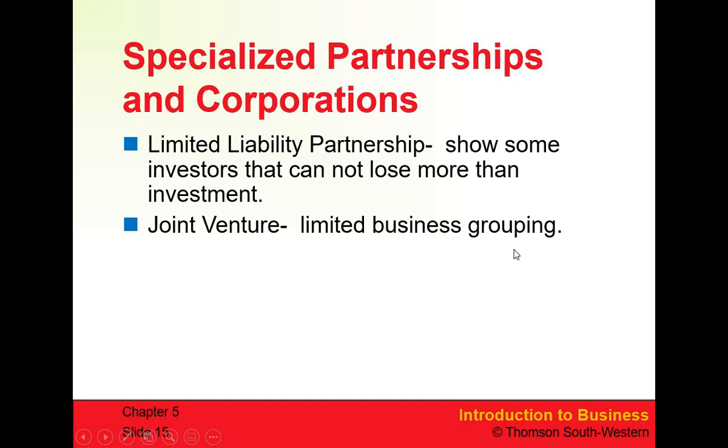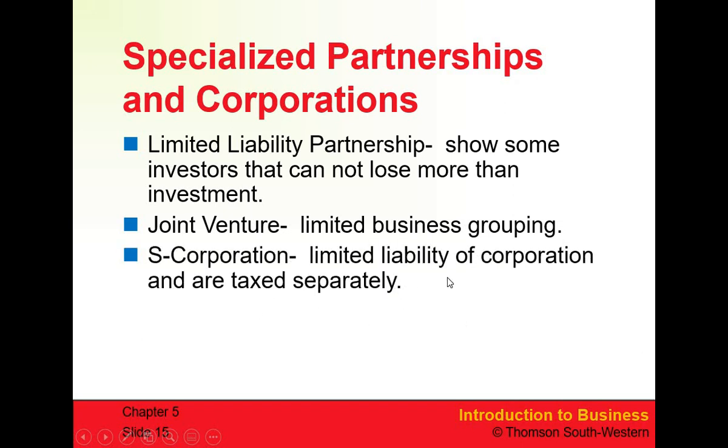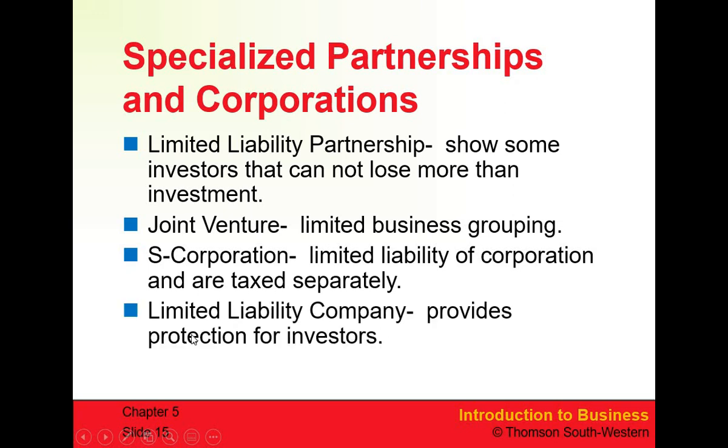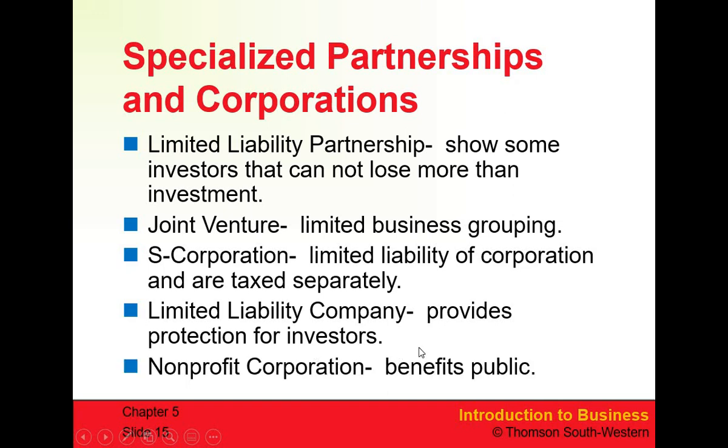A joint venture is a limited business grouping between two organizations. Maybe they come together for a project or a longer project, things like that. An S corporation has the limited liability of a corporation and is taxed separately. A limited liability company provides protection for the investors, and nonprofit corporations benefit the public. Nonprofits, like their name says, are supposed to be an organization that doesn't make money. They're supposed to put all their money back into the business for growth of the business and to take care of needs.